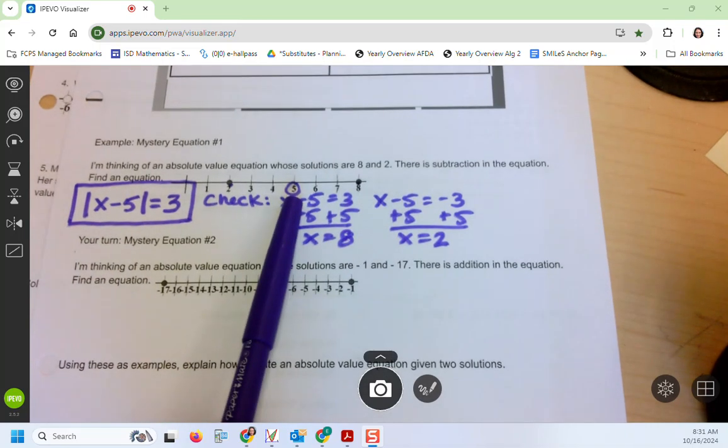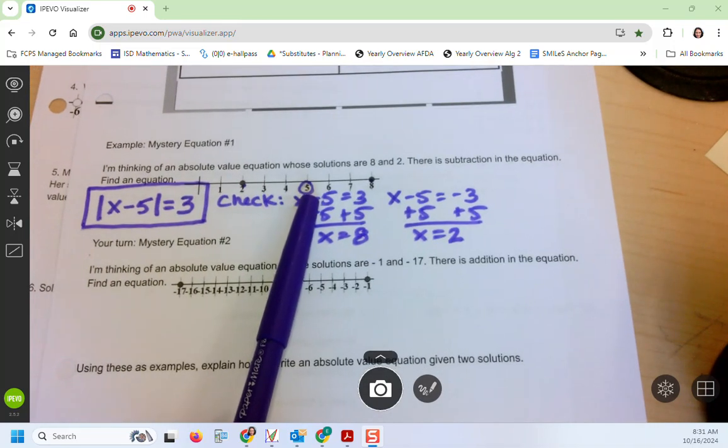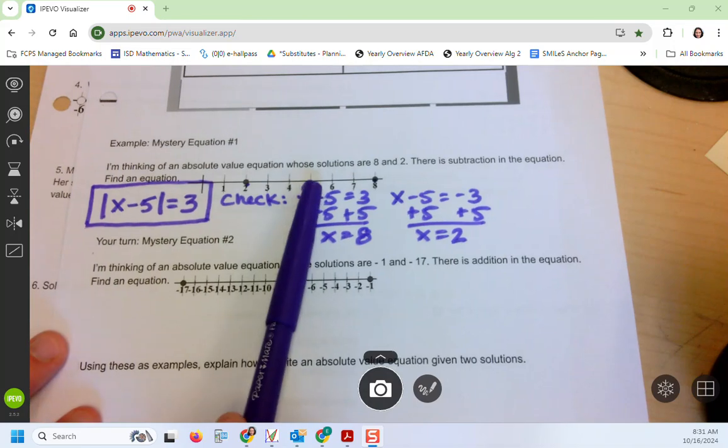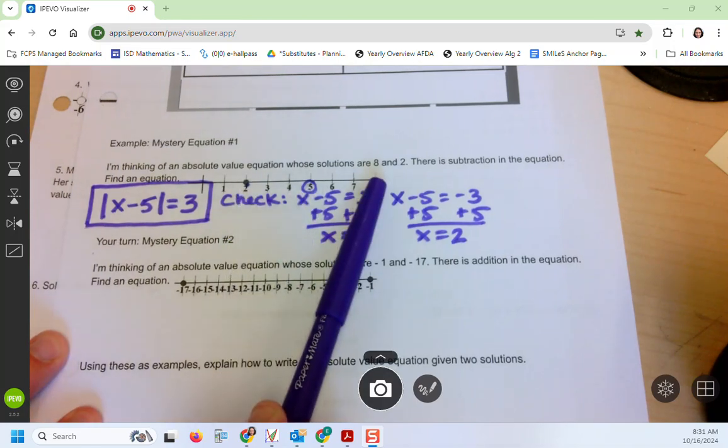How is 5 related to 2 and 8? It's in the middle. You see that? So 5 is the number that's in the middle of 2 and 8. It's the center.